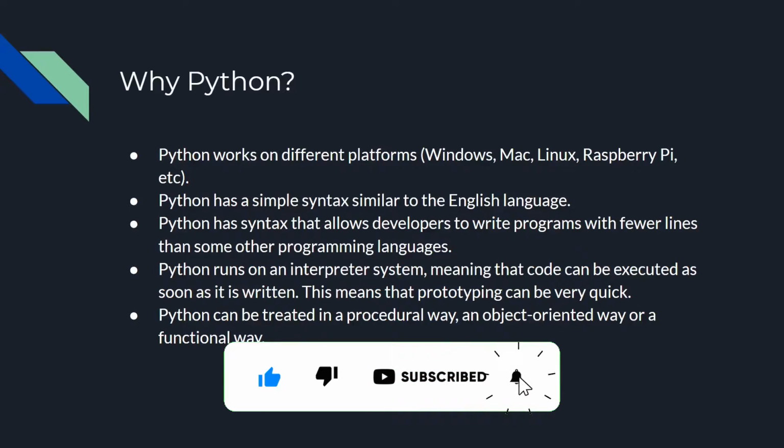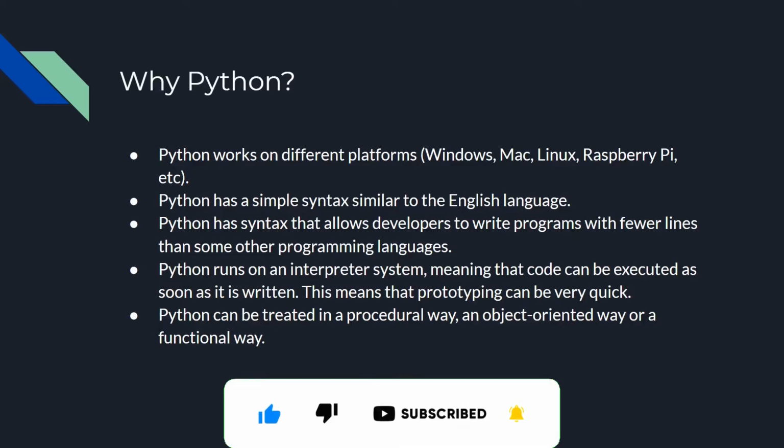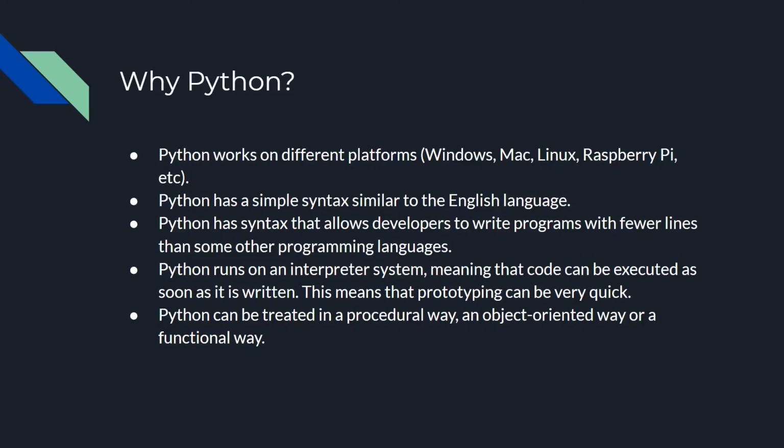Python runs on an interpreted system, meaning that code can be executed as soon as it is written. This means the prototyping can be very quick. Python can be treated in a procedural way, an object-oriented way, or a functional way.